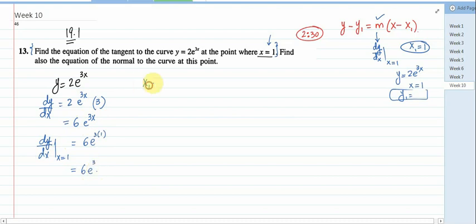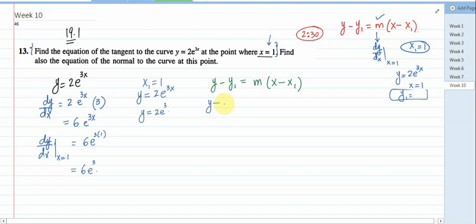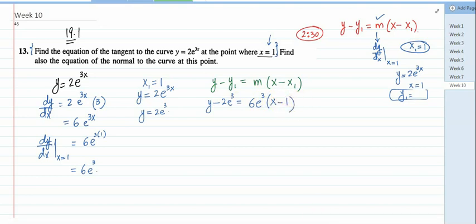We have the value of x1, that is 1, that is given. But for y1, we need to place the value of x in the equation y equals 2e to the power 3x. So when x is 1, y equals 2e to the power 3. Alright, now we need to apply the correct working formula. y minus y1 equals m times (x minus x1). So now it will be y minus 2e to the power 3 equals 6e to the power 3 times (x minus 1). Alright, so far so good.